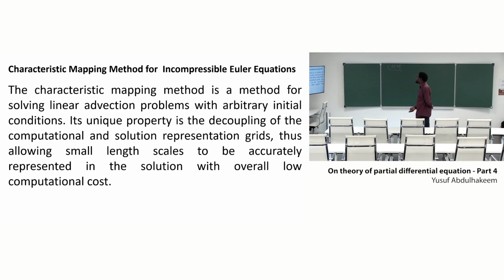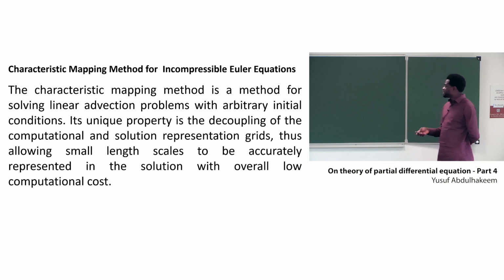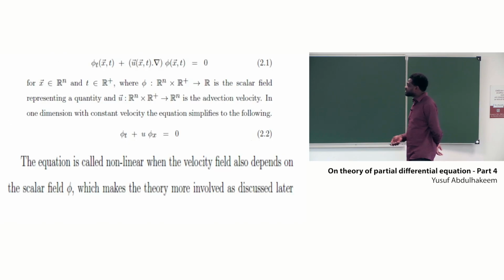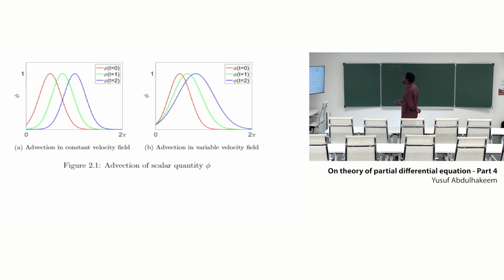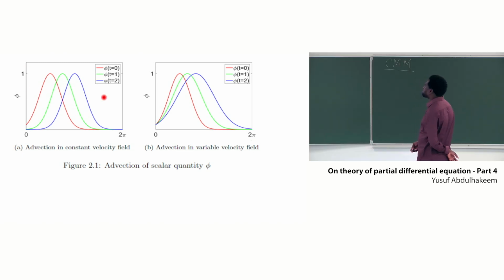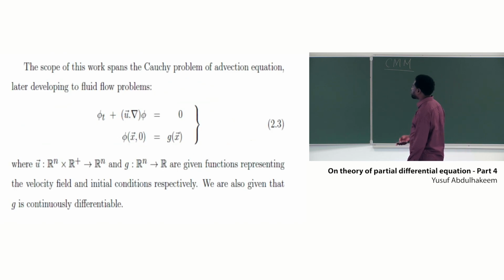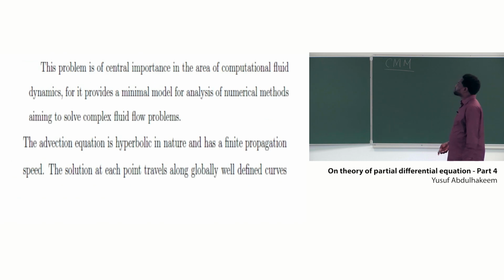So we looked into all these yesterday, and today we have talked about the characteristics mapping method for solving the Euler equation. We'll look at the linear advection, then at the general form of the transport equation, which is given in equation 2.1. This is the graph of this phi when t is equal to 0 to 2, and this one also. This is when the velocity is constant, and this is when the velocity is not constant. And then we saw the difference.